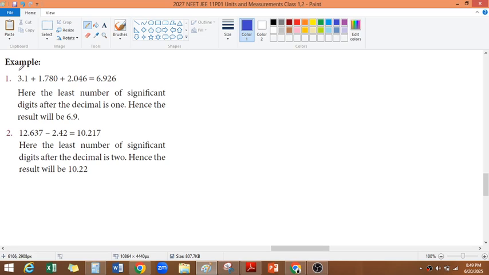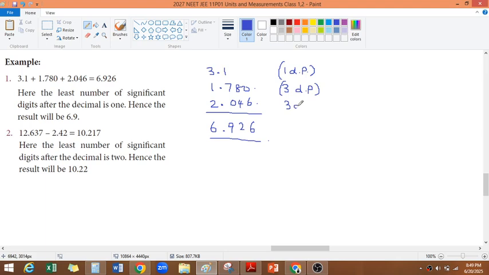So 3.1, 1.780, 2.046. When I add them, it will become 6.9 6. So this is my addition. Now what they are saying is, in addition and subtraction, we have to follow the decimal point. Here you can see there is one decimal point, here there are 3 decimal points, and here there are 3 decimal points.